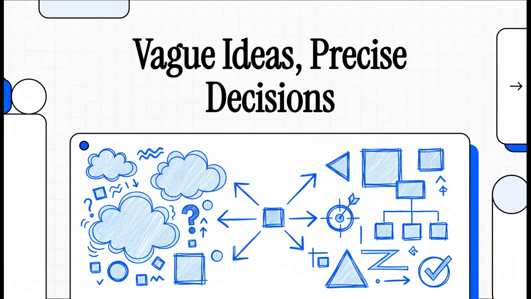Welcome to The Explainer. Today we're going to tackle a really cool kind of AI. It's all about bridging that gap between how we think and how computers think. We're going to see how a machine can actually understand our vague everyday language and turn it into something concrete, something it can actually act on.